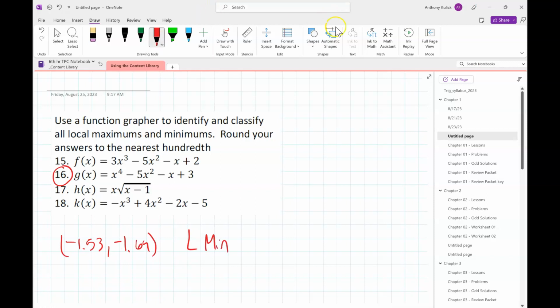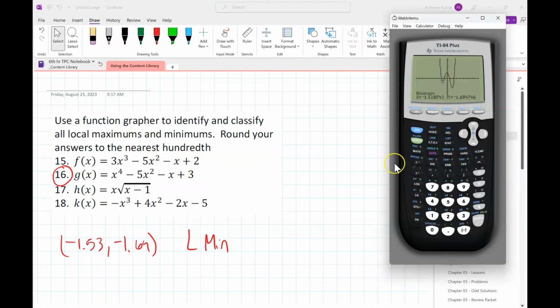So that's a local minimum. Will, so far so good? Yep. Okay.